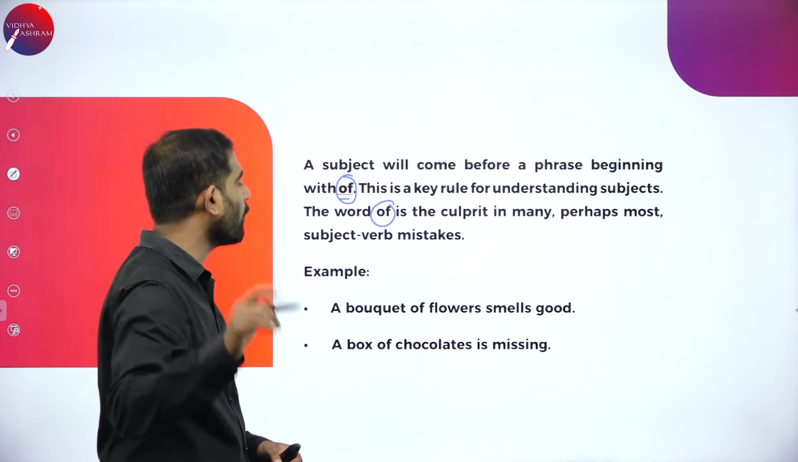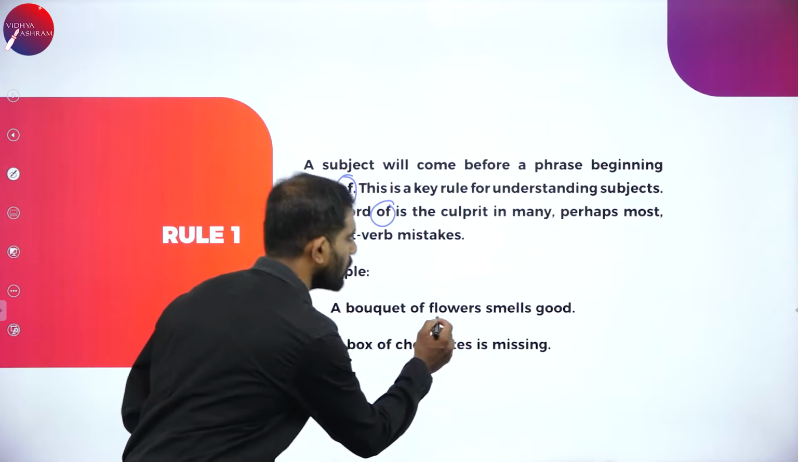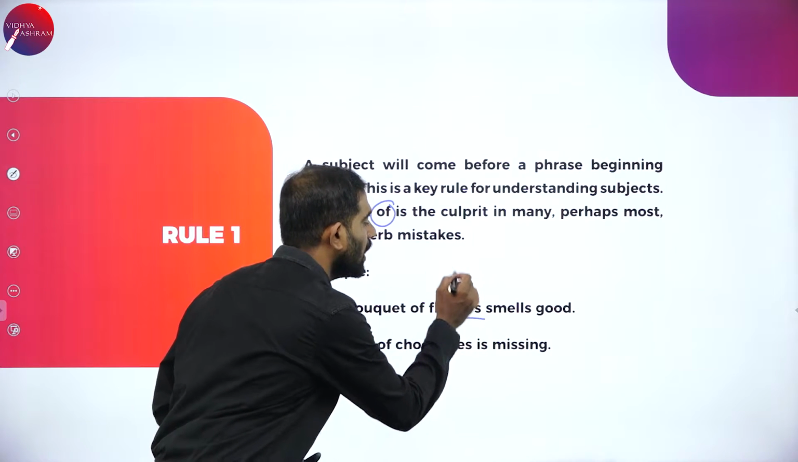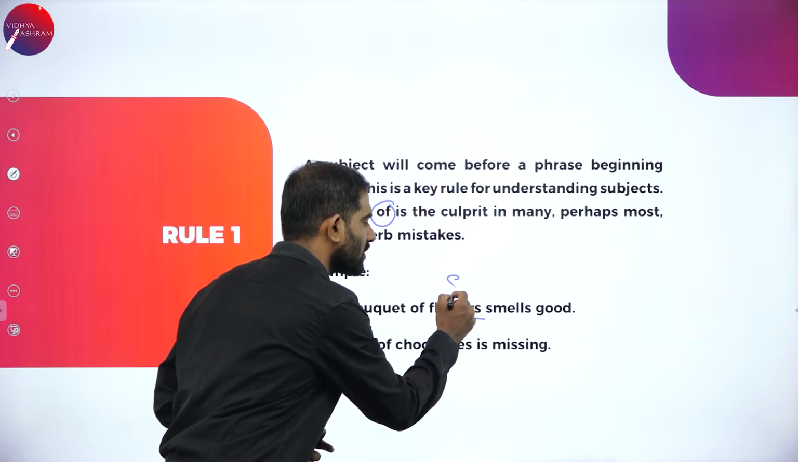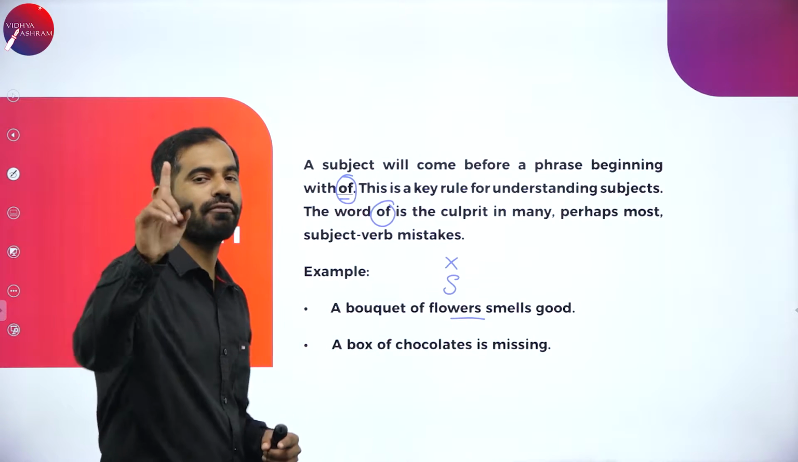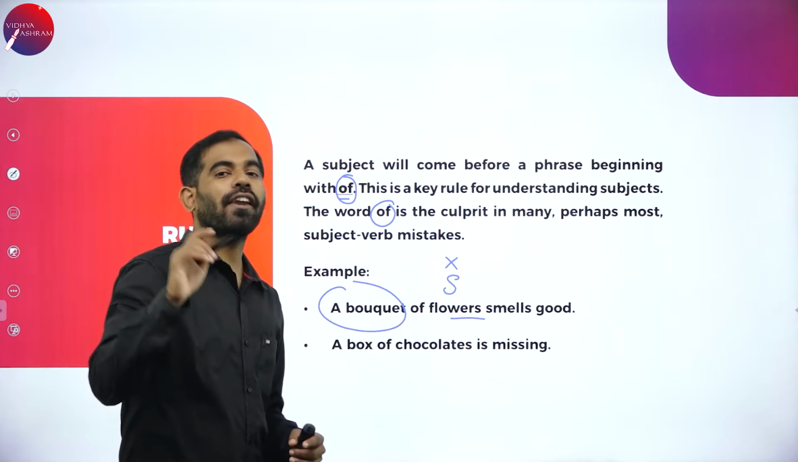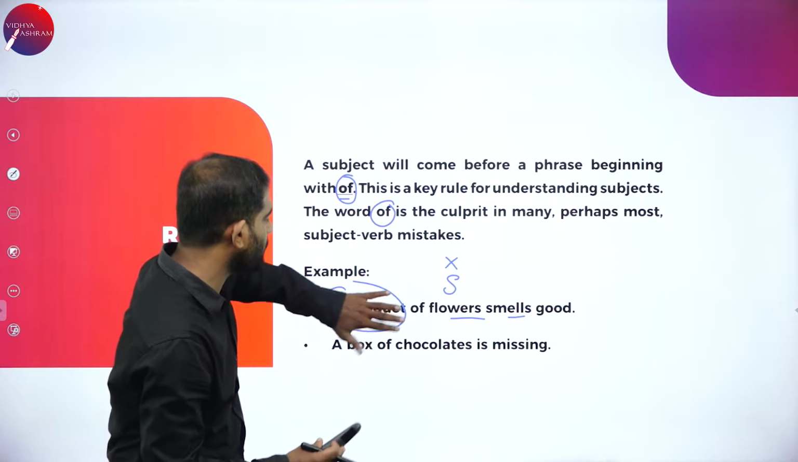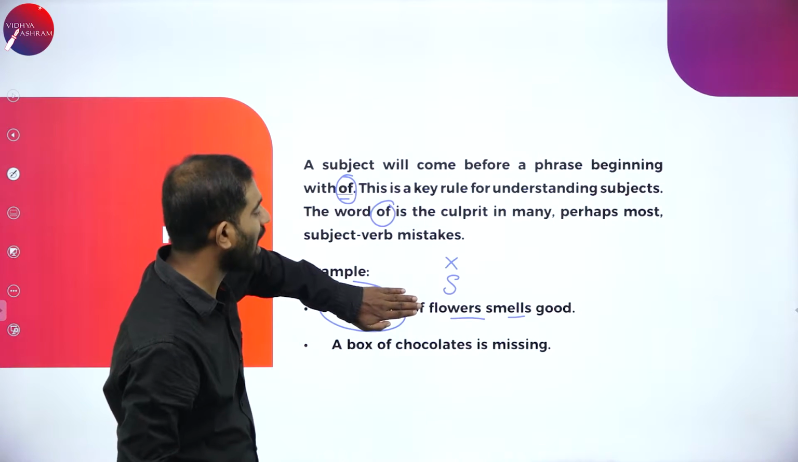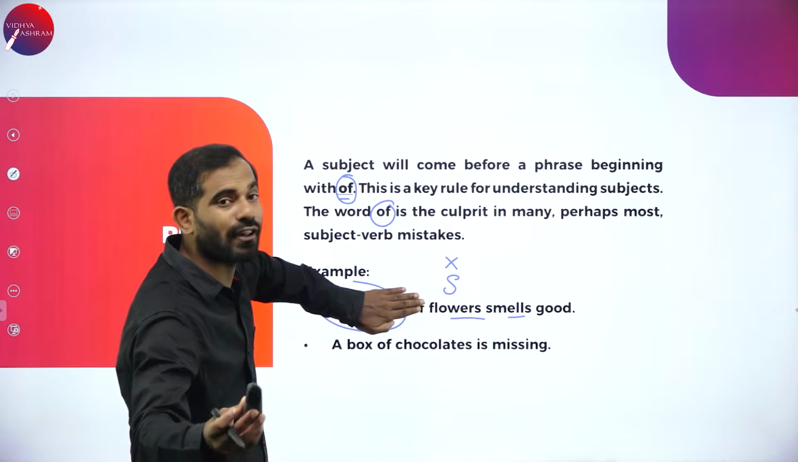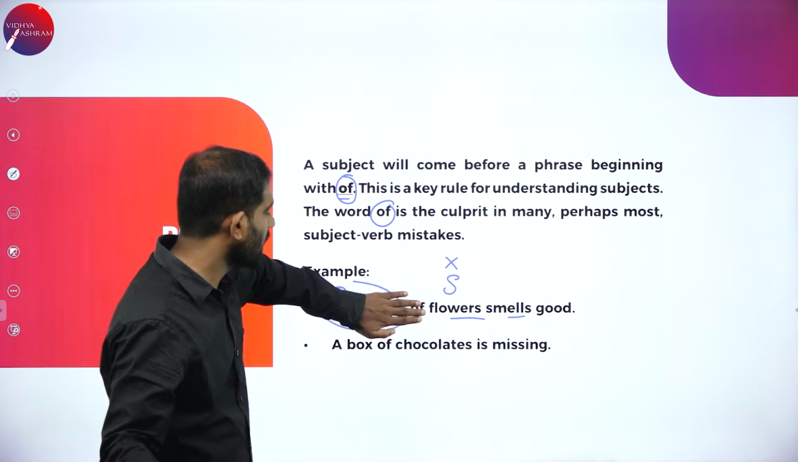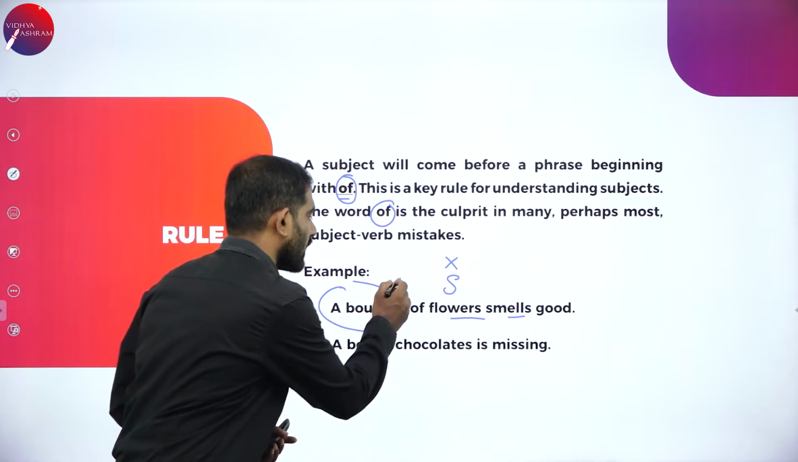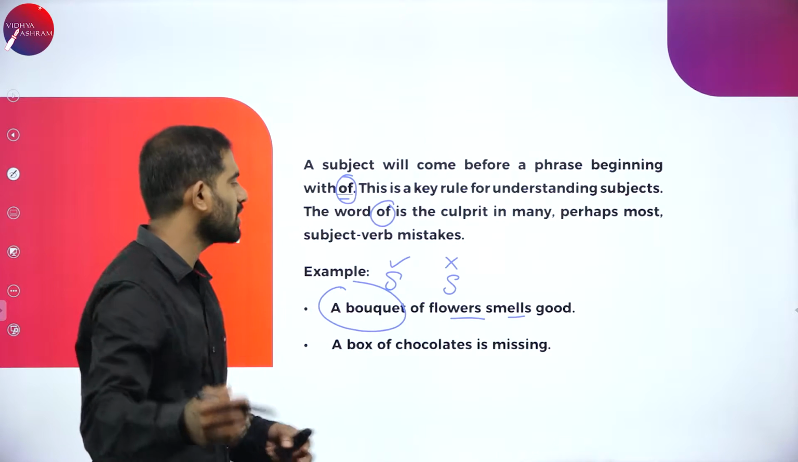For example, a bouquet of flowers smells good. If you wrongly identify the flowers as the subject, then you're going wrong. It is not the flowers, it is a bouquet. A bouquet of flowers smells good. If this part is not written, then flowers smell good, because flowers is the subject. But since we have it, a bouquet is the main subject here, so a bouquet of flowers smells good.